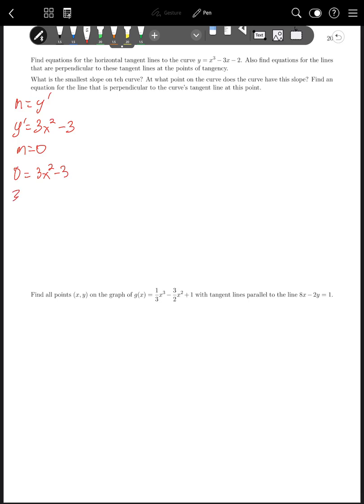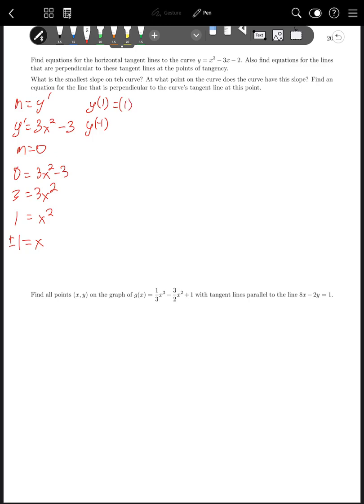So this would be 3 equals 3x squared. So this would be 1 equals x squared. So that would be plus or minus 1 equals x. Okay, so those are the x-coordinates where we have a slope of 0. Now we need to know what are the y-coordinates that go with those. So to find the y-coordinates of those, what you want to do is plug them into the original function. So I need to do y of 1 and y of negative 1.